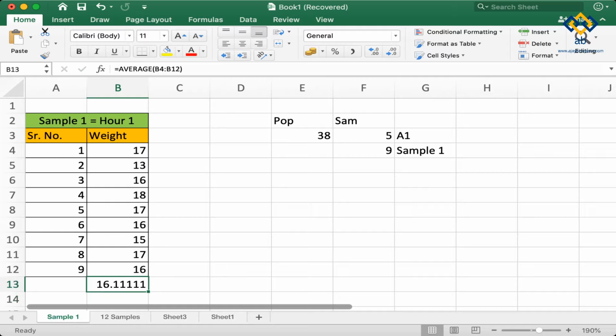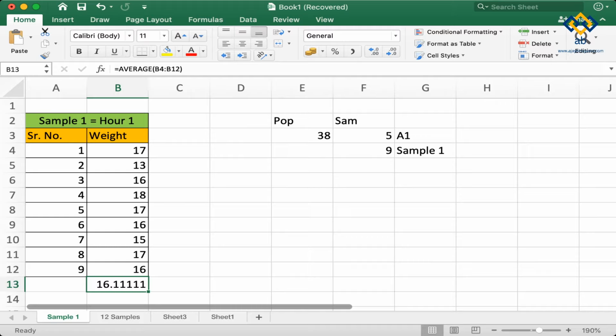So what we are discussing here is, as in the PPT, for the first 5 students, their weight was taken, and the mean of their weight was called A1. Similarly here, instead of 5, 9 samples are taken in hour number 1, their weights are taken, and the mean of their weights is taken. This is equivalent to A1, right?